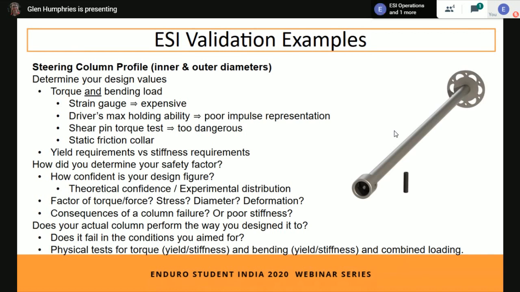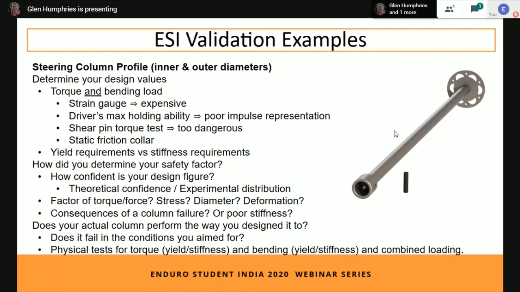Safety factor. So again, how confident are you in your theoretical values? Here we seem to mostly be running off experimental values for this one. So in which case, how are those experimental values distributed? How confident are you? What sort of statistical confidence and probability do those values give you? And again, factor of torque, is it actually a factor of stress, a factor of diameter, a factor of deformation in this case? Please list where you put the safety factor in and why there, why that much.